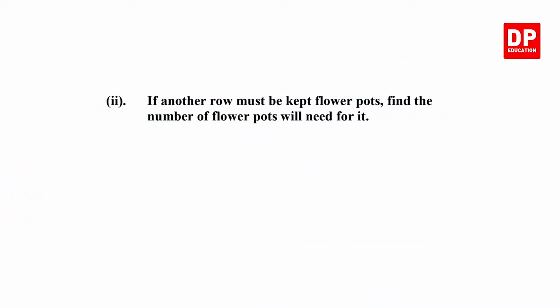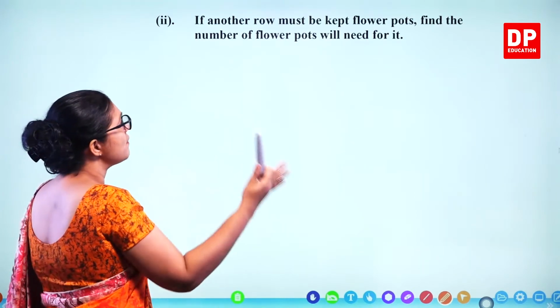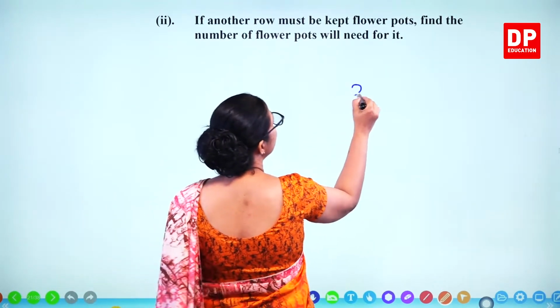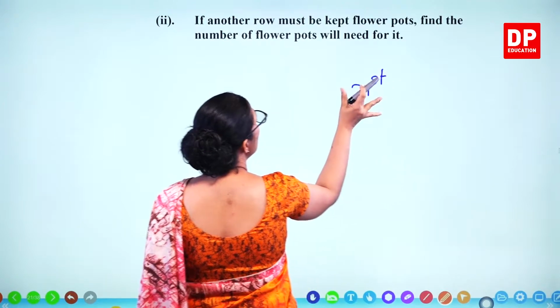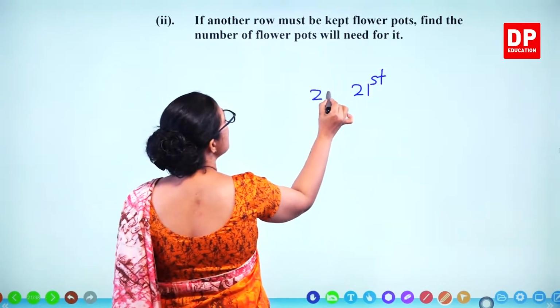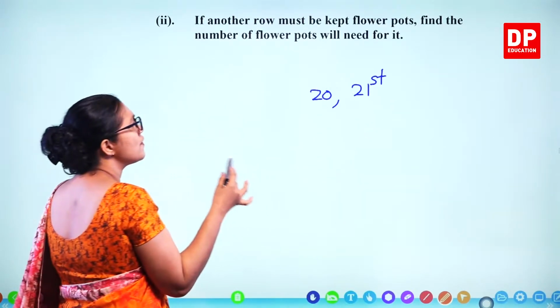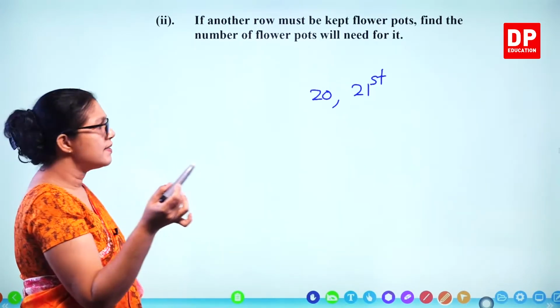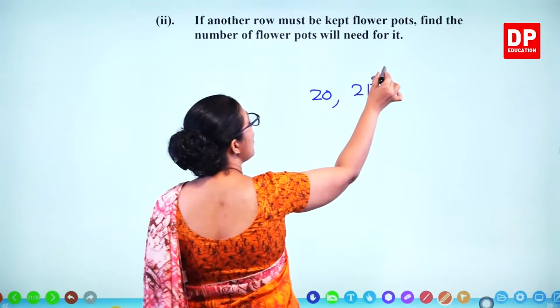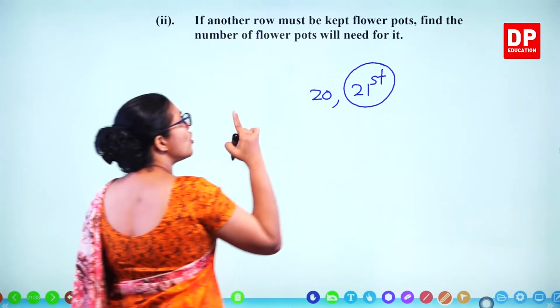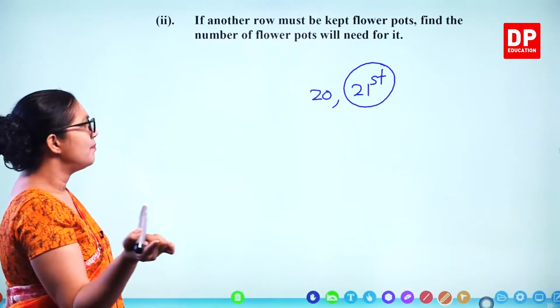Part 2. If another row must be kept flower pots, find the number of flower pots we'll need for it. So that means 21st row. So you need to find out now. 20 rows already filled. So the last one is 21st row. So that means if we can find out the number of pots for 21st term, that's the answer.